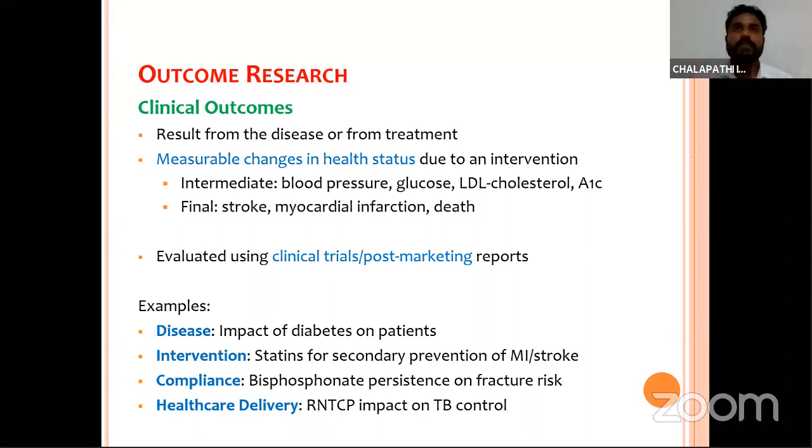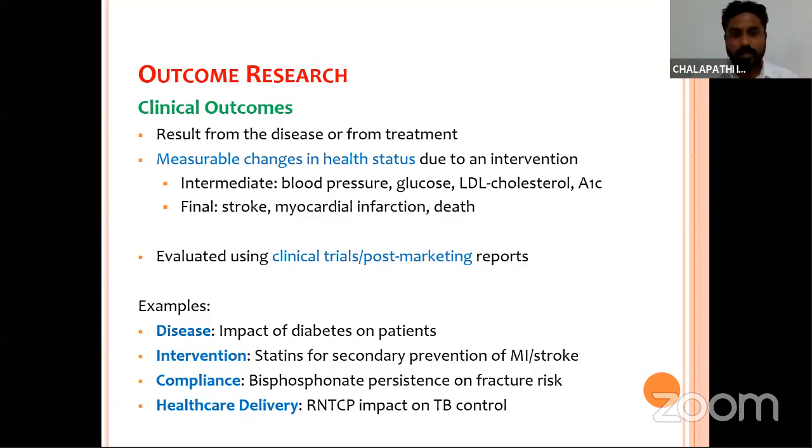Suppose I'm giving antihypertensive medication, how much is the blood pressure reduced? I'm giving antihyperglycemic drugs or diabetic medication. I will check what his HbA1c is, or his RBS, FBS or PPBS, whatever it is, we'll check with that.